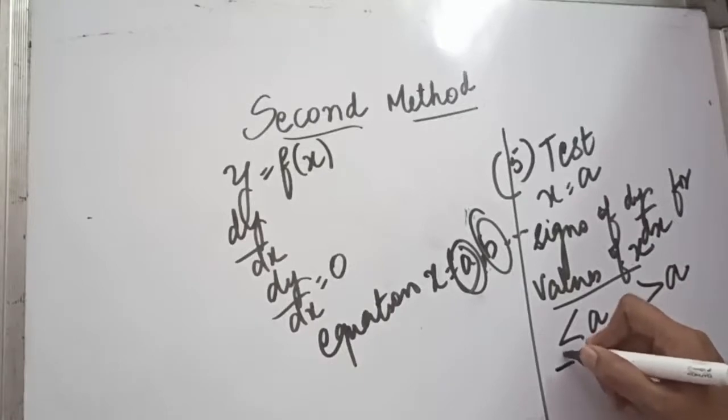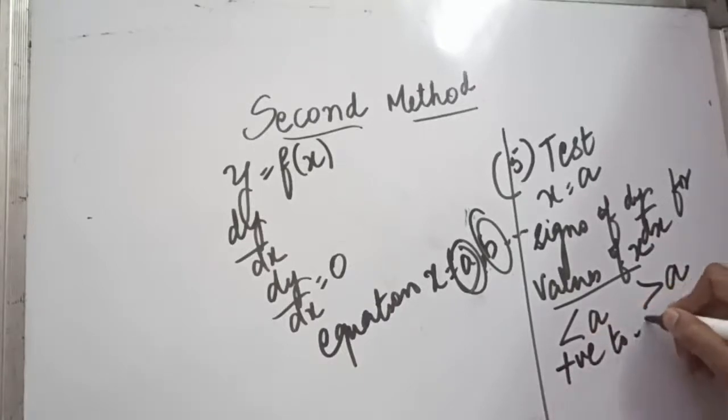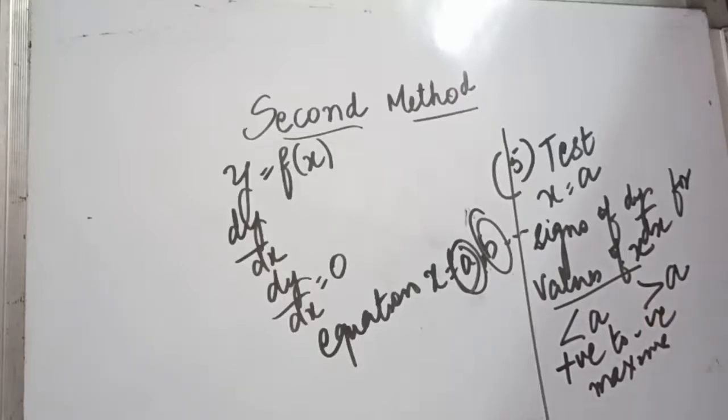If the sign changes from positive to negative, it is the maxima value. And in the other case, if the sign changes from minus to plus, it is the minima value. And the values will be calculated in the same manner as we have seen in the first method. So let us see one example of the second method.